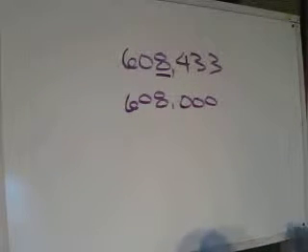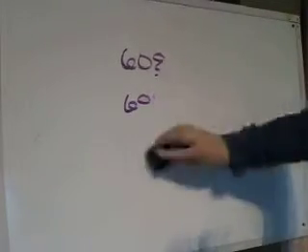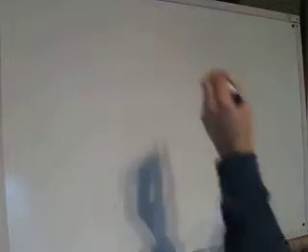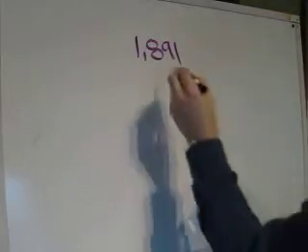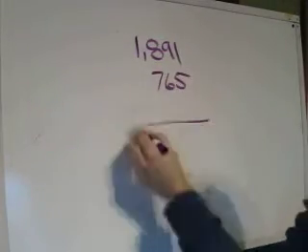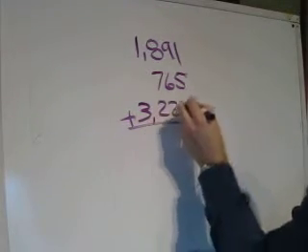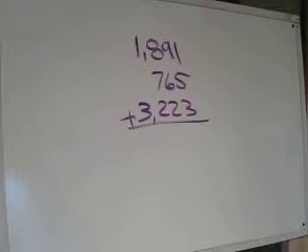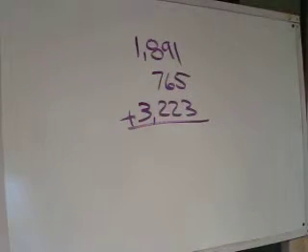And that brings us to the idea of estimating on page number 30. So let's try a couple there. Let's start out with number 50. They give us 1,891, 765, and we're adding 3,223. Now, if you remember, when it comes to estimating, we are rounding each number prior to adding, because we're not trying to get an exact number, we're just trying to get an estimate.